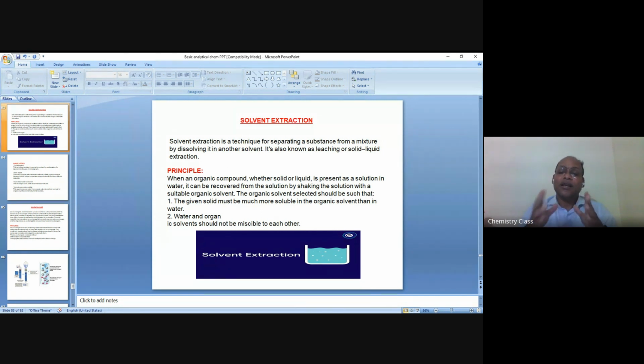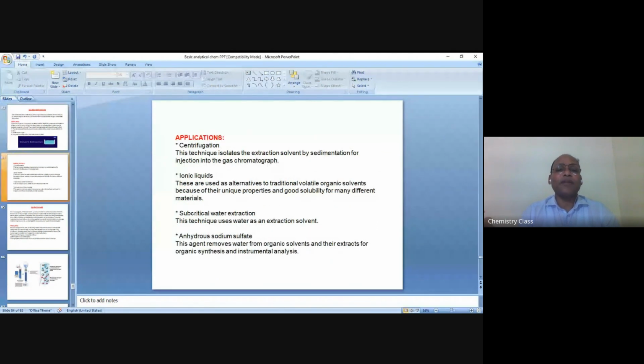If this is there, then you can apply the solvent extraction process. What is the application of this one? Centrifugation. This technique isolates the extraction of solvent by sedimentation for the injections into the gas chromatography. Second, ionic liquids. These are used as an alternative to the traditional volatile organic solvents because of their unique properties and good solubility for many different materials.